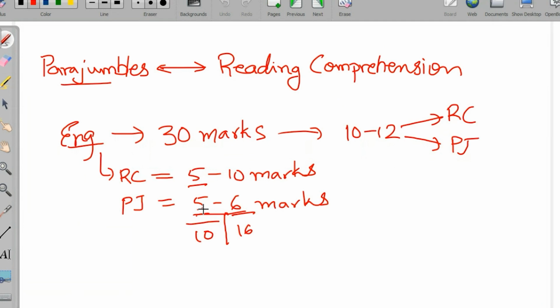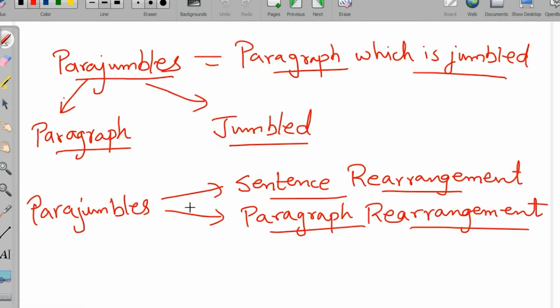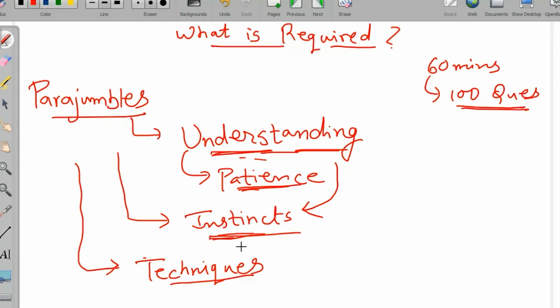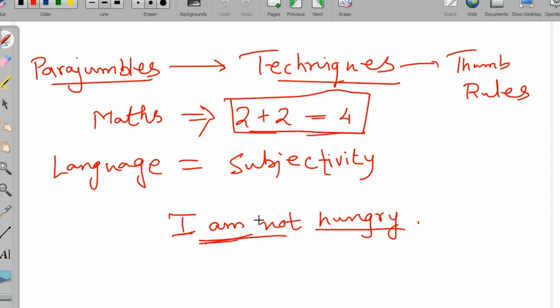That is parajumbles, it is closely related with reading comprehension. 30 marks are for English. Out of that, 10 to 12 will be given by RC, that is reading comprehension and parajumbles. Parajumbles consist of 5 to 6 marks. And the other things, briefly, I told you what parajumbles are. Then parajumbles, biggest advantage for those who are scared of grammar is that instinct and the techniques that we are using, that's very subjective in nature.